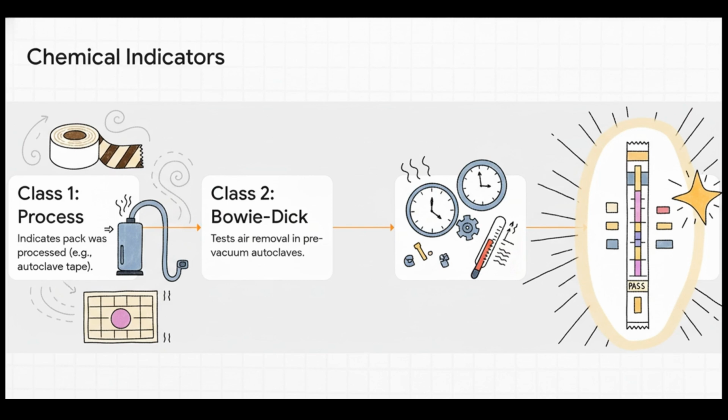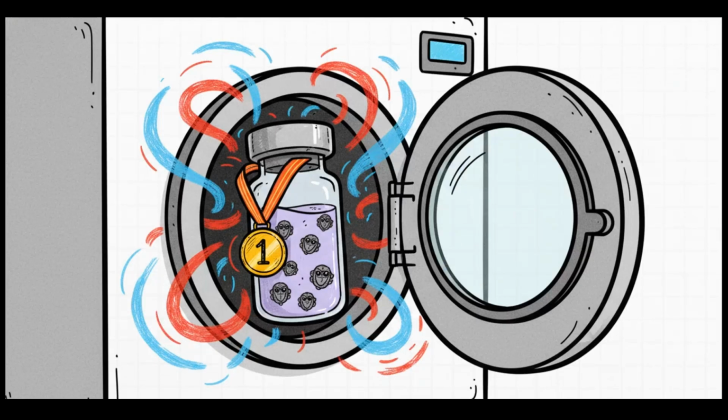But the real star of the show is the Class 5 indicator, which you put inside the pack. It reacts to all the critical variables, time, temperature, and steam, giving us the best chemical proof that conditions for sterilization were actually met where it matters most. But for the absolute, final, undeniable gold standard of proof, we use biological indicators, or BIs. Think of it this way. Instead of just a chemical strip, we're actually sending in the microbial equivalent of the special forces. It's a little vial that's packed with millions of the toughest, most heat-resistant spores known to science. The logic is simple. If our sterilizer can kill these guys, it can kill anything.